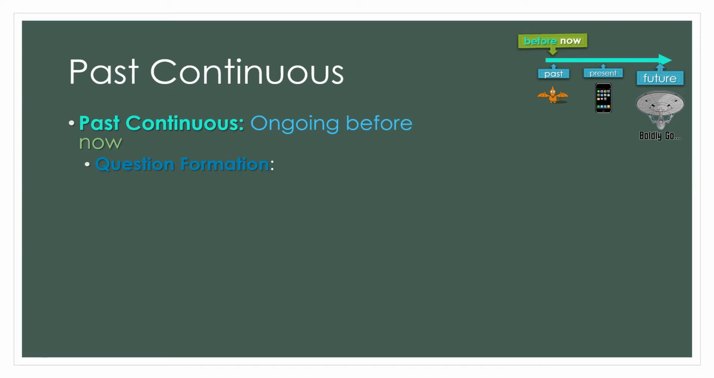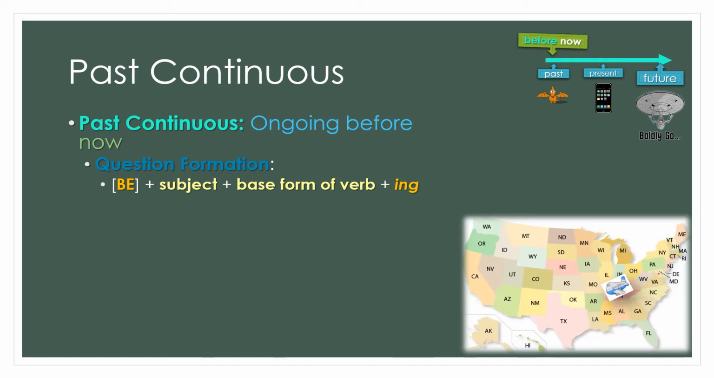In order to form the past continuous in a question, you start with the appropriate form of the verb be in the past tense, then you have the subject, then the base form of the verb plus ing. For example, was I taking a flight to New Mexico?